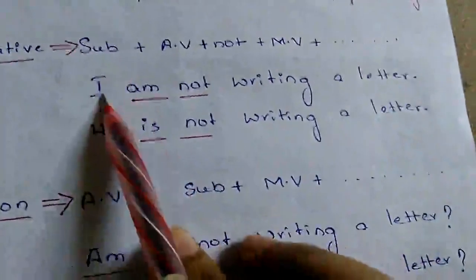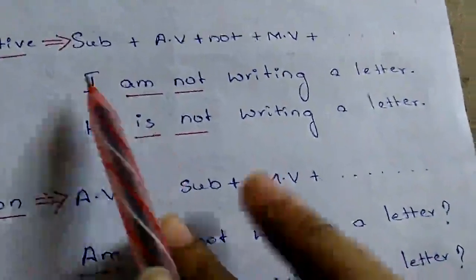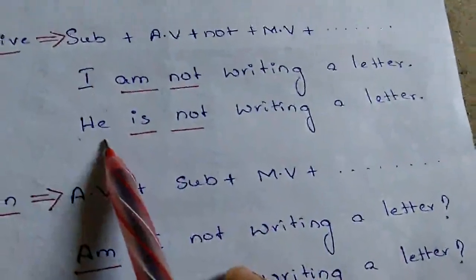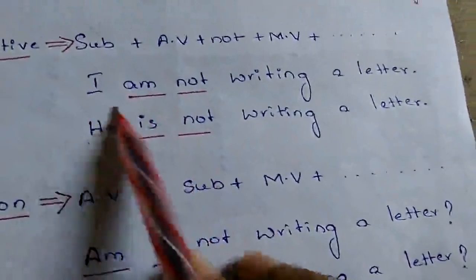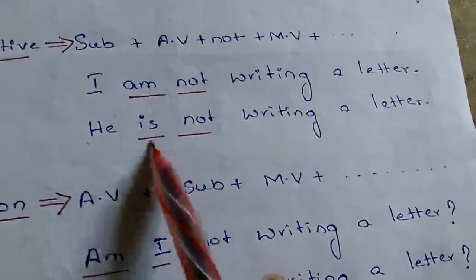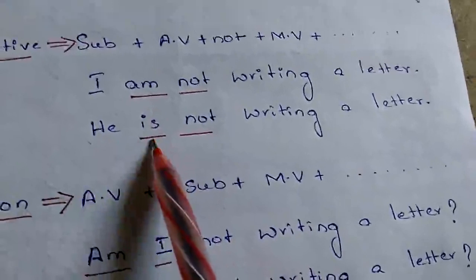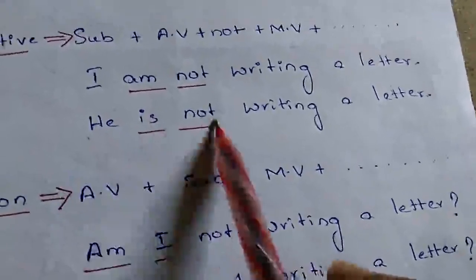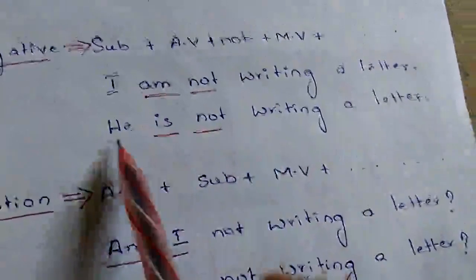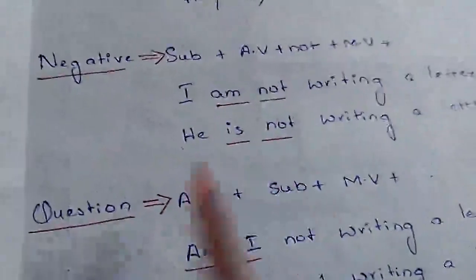If we change the person again, the helping verb is going to change. If I just take he as the subject, now according to the subject I have to change the auxiliary verb also. So along with he I can use is. He is not writing a letter. So this is the structure of negative statement.